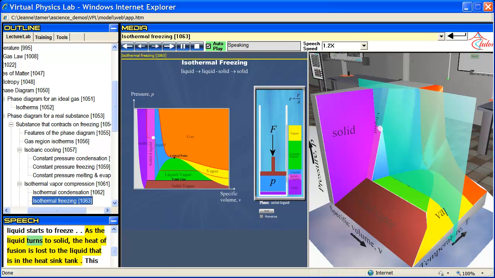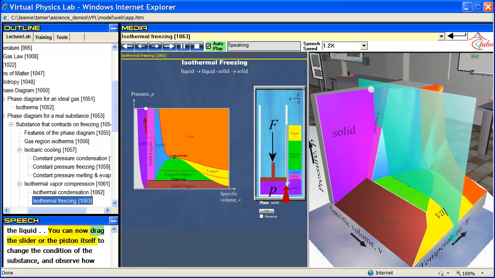As the liquid turns to solid, the heat of fusion is lost to the liquid that is in the heat sink tank. This process continues at constant pressure until we reach this point on the phase diagram where all the liquid has turned into solid. Further compression of the solid phase increases the pressure in the solid at an even steeper slope than in the liquid, since the solid is less compressible than the liquid.